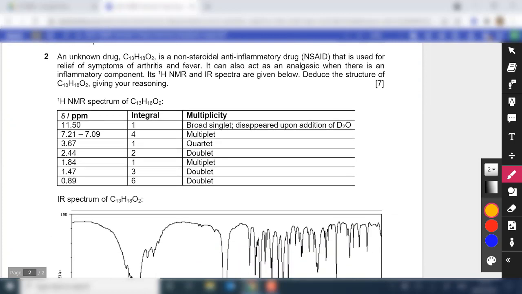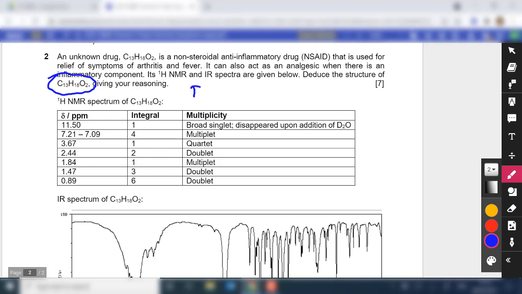So I think question 2 is slightly more inspiring because we do see quite a number more people getting the answers. Okay, so we have an unknown drug. It's a non-steroidal anti-inflammatory drug. Wow, that's quite a mouthful. Okay, used to relieve symptoms of arthritis and fever. And of course, in this case, you are in quite a safe zone because you are given the molecular formula.